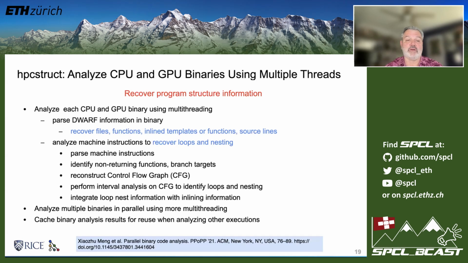The thing that's unique about what we do is we also analyze the machine instructions to recover information about loops and loop nesting. That involves parsing the machine instructions, identifying non-returning functions and branch targets, reconstructing the control flow graph, performing interval analysis on the control flow graph to identify loops and nesting, and then taking the information about the loop nests. When we have inline code present, if we have inline function A and inline function B inside some outer enclosing function F, and we see loop nests in the resulting code, we need to know whether these loop nests are in F, or whether one of them is in inline function A and the other is in inline function B. That requires a bit of analysis as well.